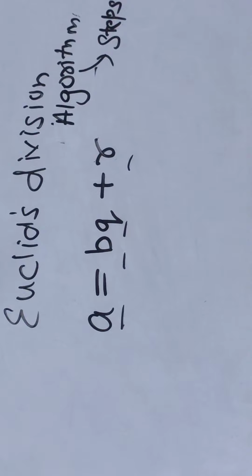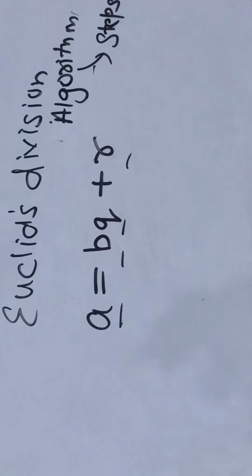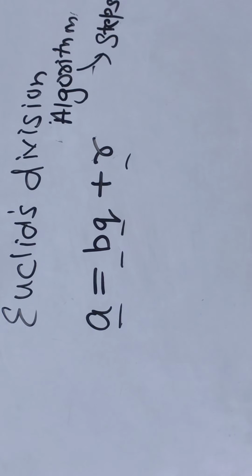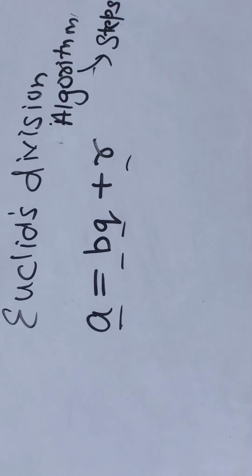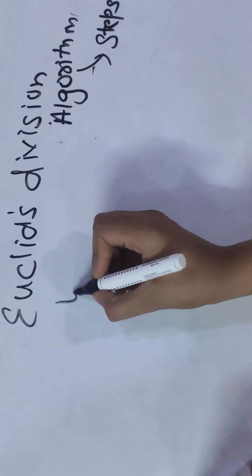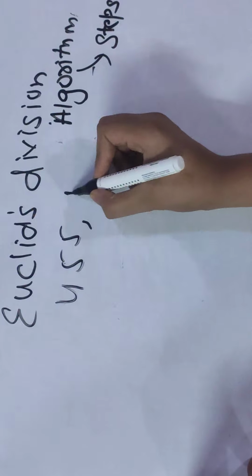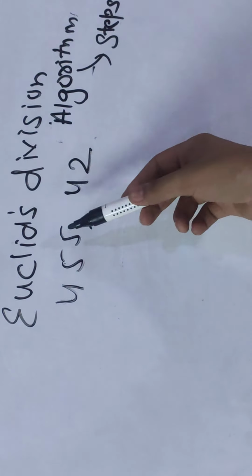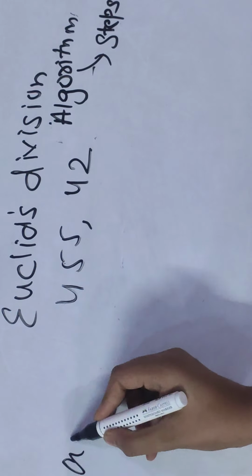Now let's get into the question. Euclid's division algorithm helps us to know the HCF of two numbers very easily. How to do that? First of all, let's take an example of NCERT. The question: 455 and 42. We have to find the HCF of 455 and 42 with the help of Euclid's division algorithm. Now, as I told earlier, A equals BQ plus R.